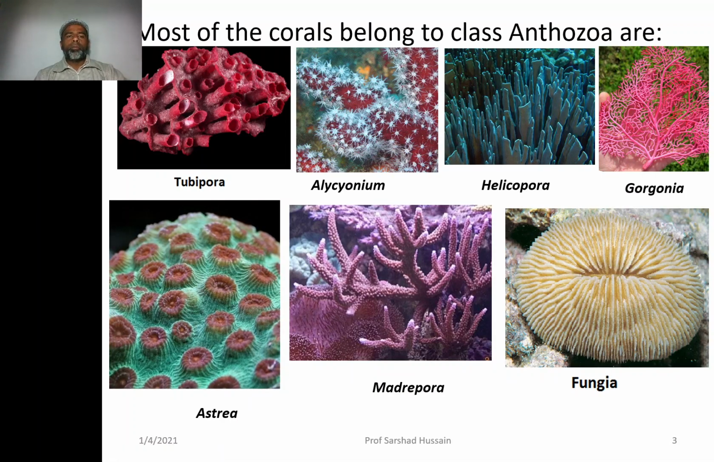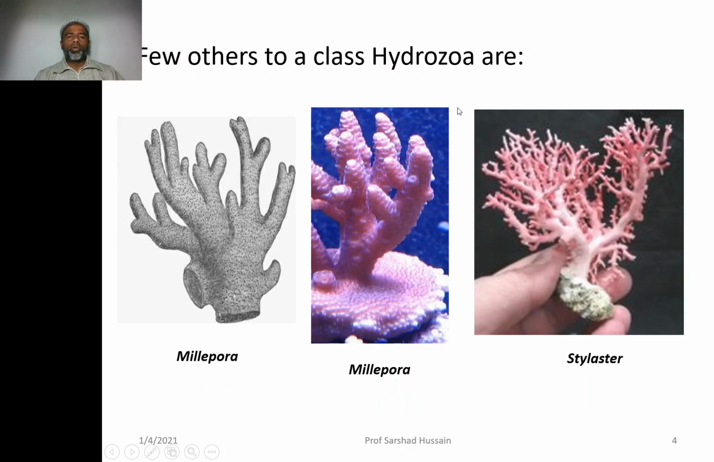Now, most of the corals belong to class Anthozoa: Tubipora, Alcyonium, Helicopora, Gorgonia, Astrea, Madrepora, Fungia. These are some very good examples of Anthozoa, which are the corals. Few others from class Hydrozoa that may contribute in the formation of coral reefs are Millepora, Millepora again, and Stylaster.